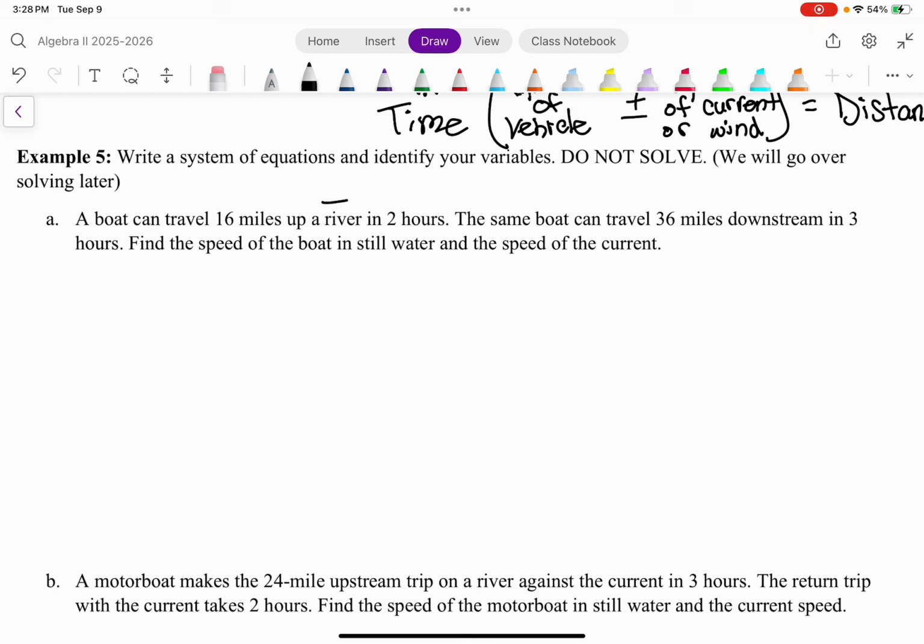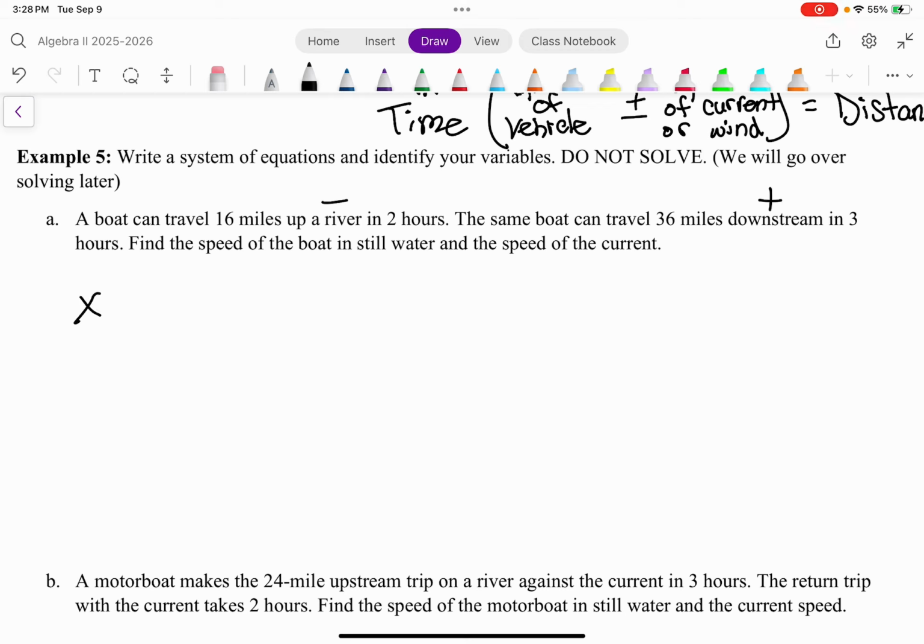The same boat can travel 36 miles downstream. So this is like you're sitting on your tube and you're just floating down the lazy river. The current is moving you, and if you were to walk, it would push you faster. So downstream in 3 hours. Find the speed of the boat in still water and the speed of the current.